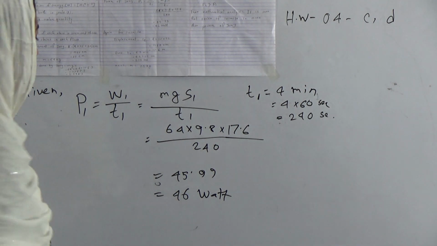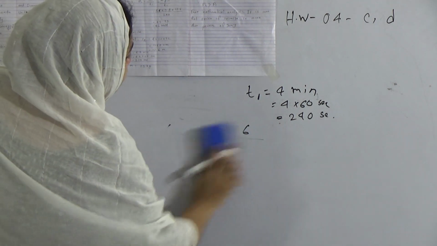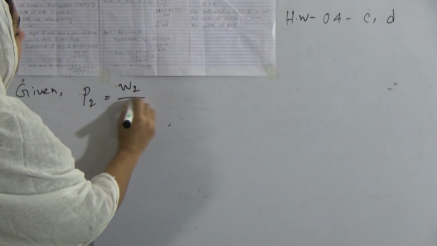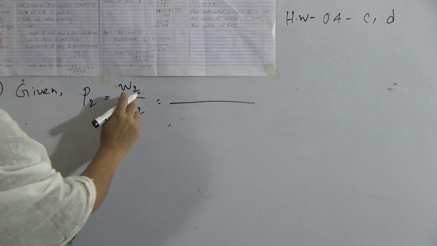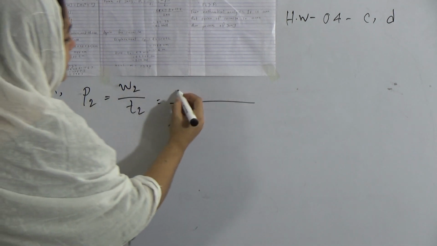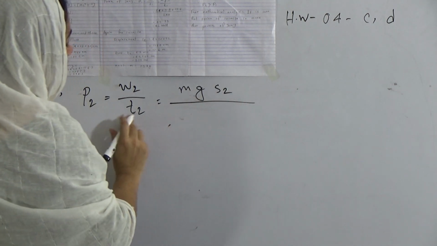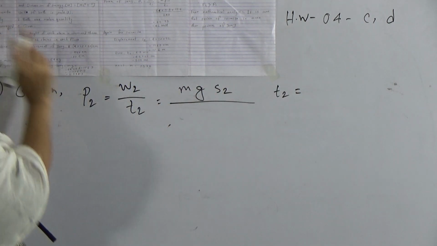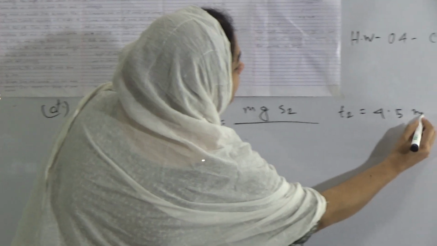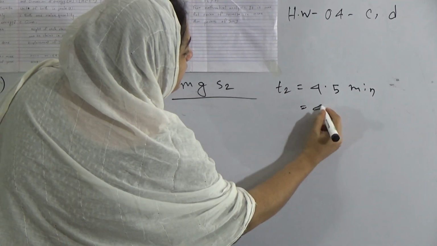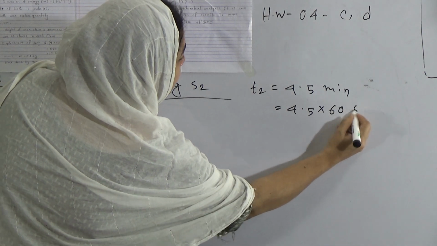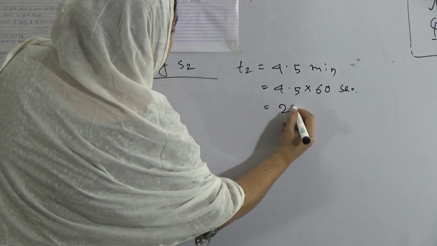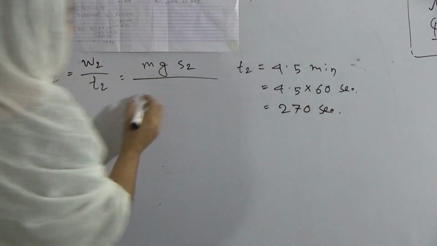power of Sushmita. So we will write now power of Sushmita, that means P2 equals W2 divided by T2. Again we will write this same formula. W means mgs2 and T2. Here T2 for Sushmita, time is 4.5 minutes. So 4.5 minutes, we will convert this minute into second, that means 4.5 into 60 second. So 4.5 into 60 means it will be 270 second. Now put this value.